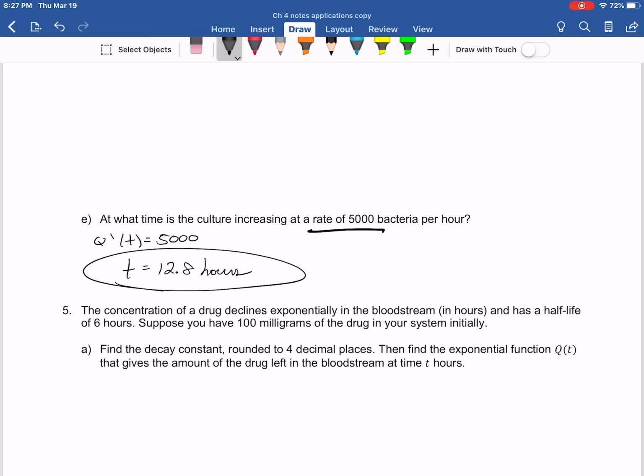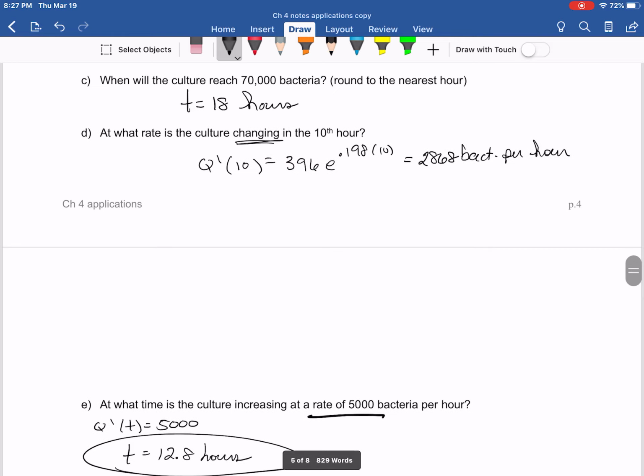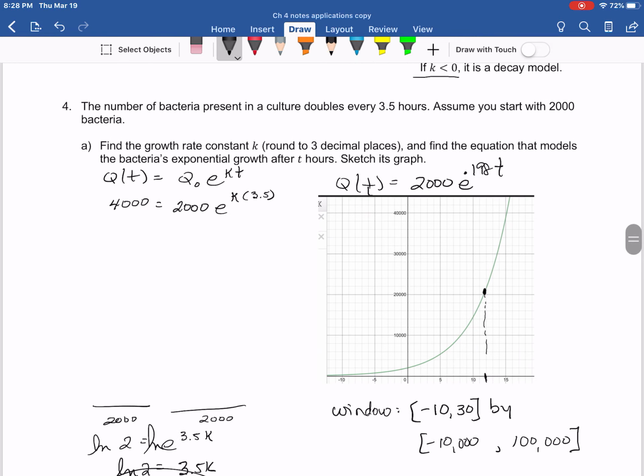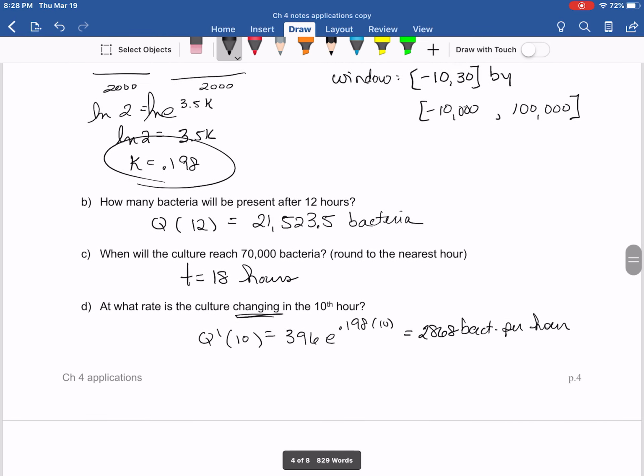I showed you in the example before this one how to solve an equation like that. You divide both sides by the constant in front. So you set this equation equal to 5,000 and solve for t. The first thing you do is divide both sides by 2,000. Once you get that quantity, 5 halves, I guess 2.5, you take the natural log of both sides. That takes this out of the exponent, and then you divide both sides by the 0.198. See if you can follow that, and you should get the answer that you see here on the paper.